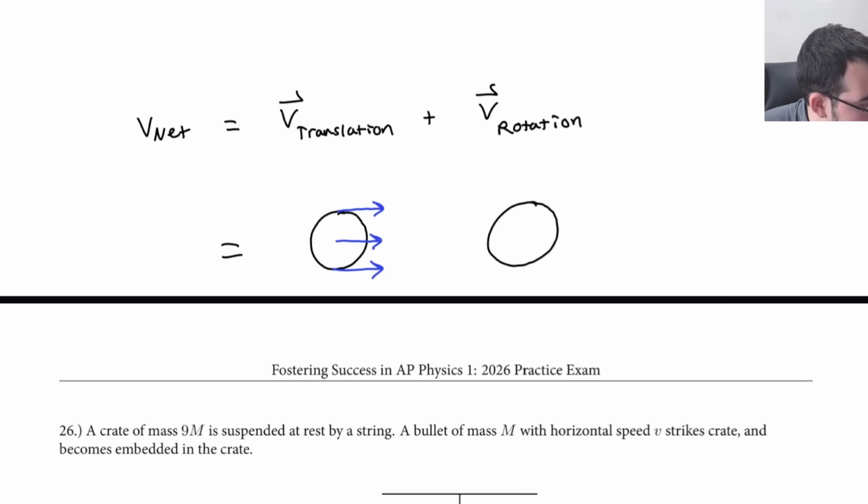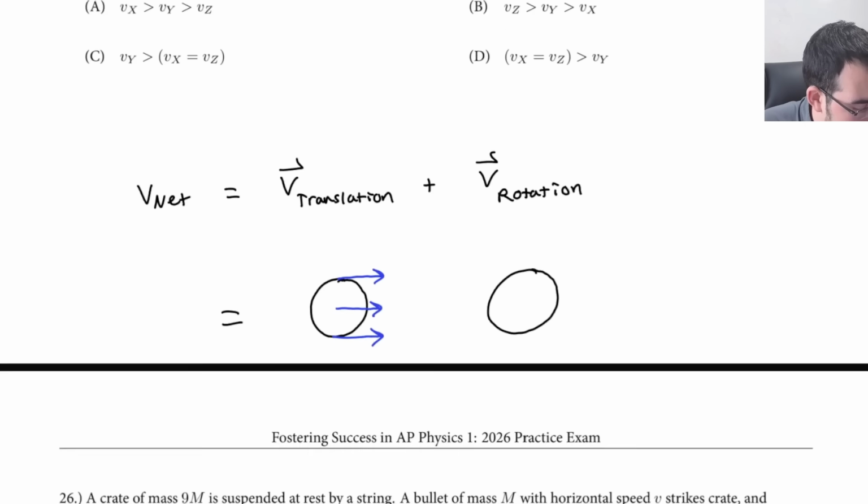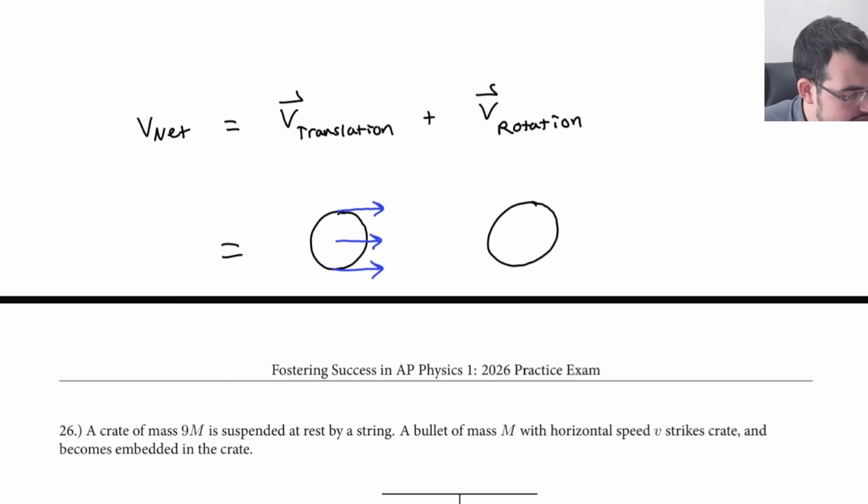Then, if we look at the rotation, it doesn't matter which way it's going. It's going to the right, so it's going to be rotating this way, which means we're rotating clockwise. So the top of the wheel would be rotating to the right, because that rotation is always tangent. Then there's no rotation at the center. And at the bottom, we'd be rotating to the left to make that clockwise happen.